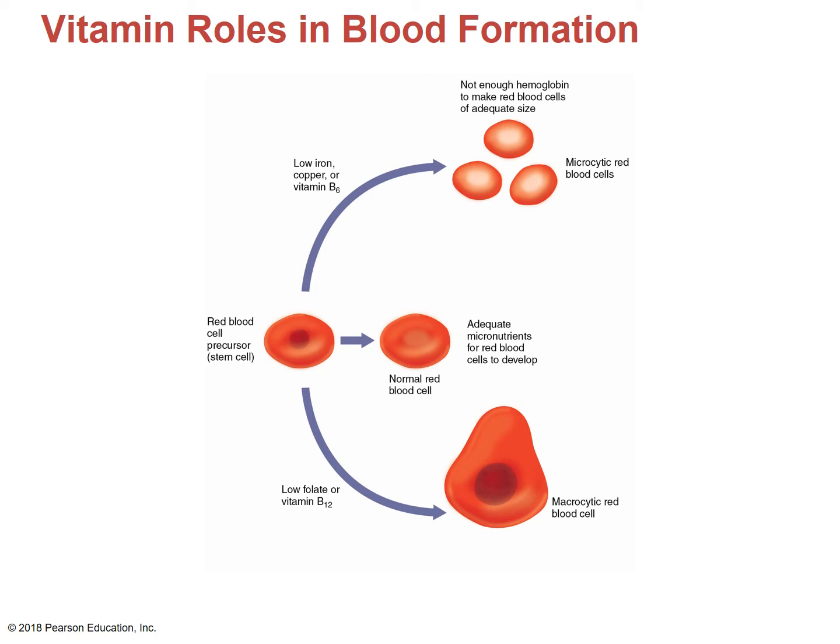This particular slide is the development of red blood cells versus anemias. When iron, copper, and vitamin B6 are inadequate, microcytic anemia develops because there is not enough hemoglobin synthesis to make normal red blood cells. When folate or vitamin B12 is inadequate, macrocytic anemia develops because the red blood cells cannot mature and divide properly.